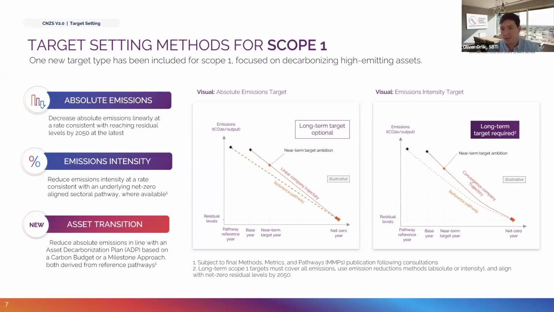And then they would reduce their scope 1 emissions and set those scope 1 targets in line with that asset transition plan. I think it's potentially useful here to talk about mobility-wise as an audience.